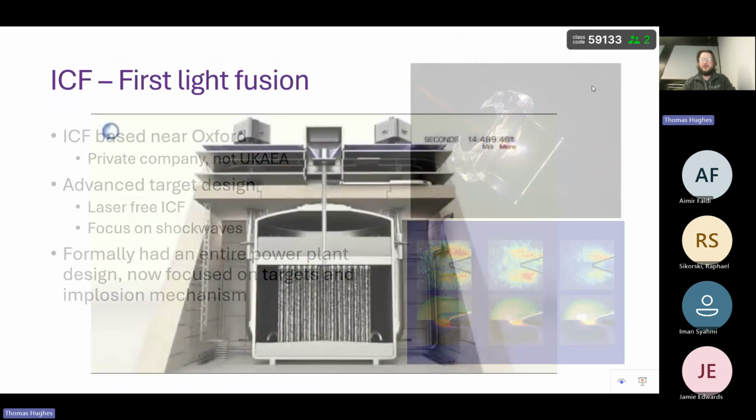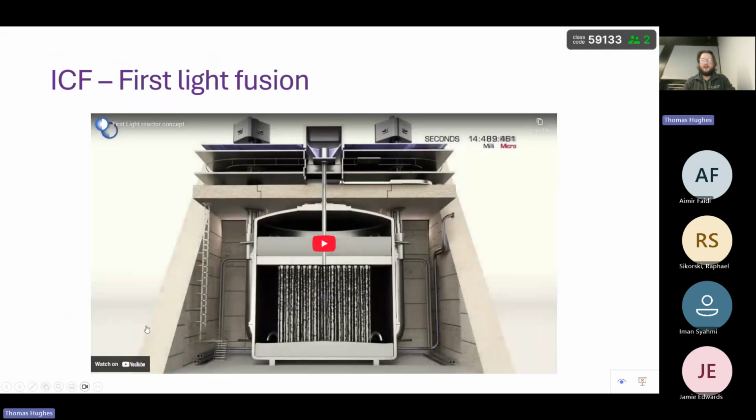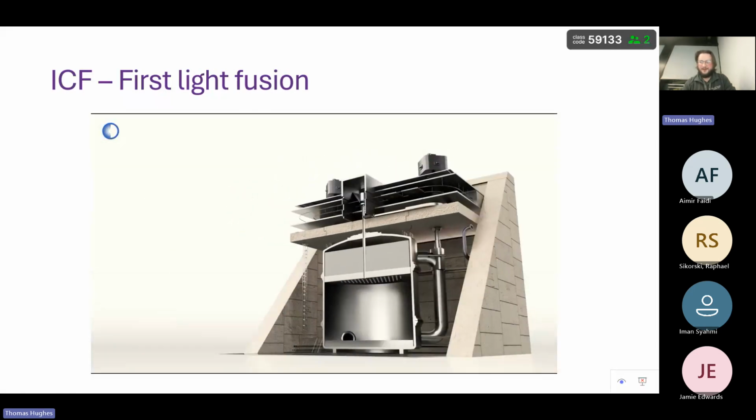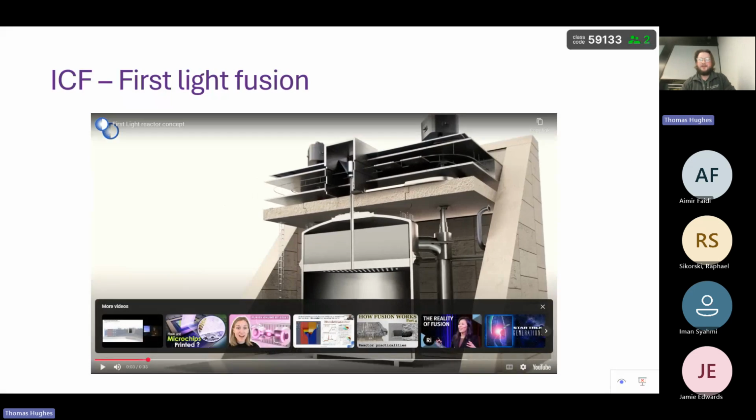So this is an example of what they thought they were going to do for their power plant design. Oh no, come on. Build a website. It's just started on my actual laptop as well. No. There we go. Right, let's try that again.